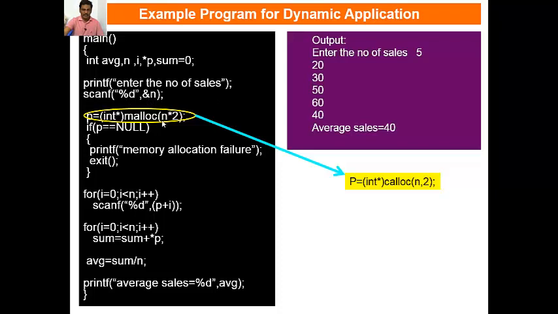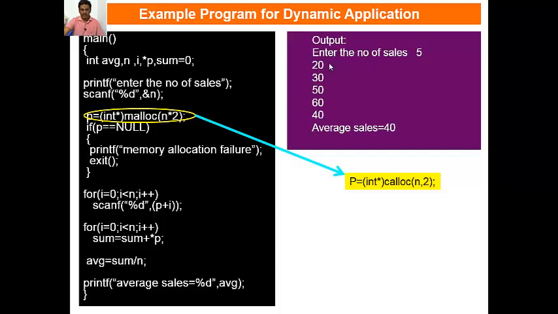p = (int *) malloc. Here we use the malloc function, which has only one argument. Here n * 2, because we need to allocate locations for integers, so here we put 2. If we want float values, here we put 4. For double, we give 8. In our case, we get integer values only.